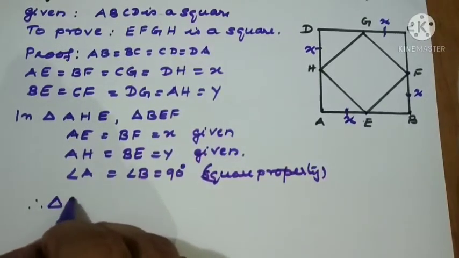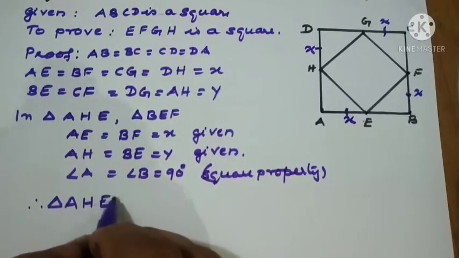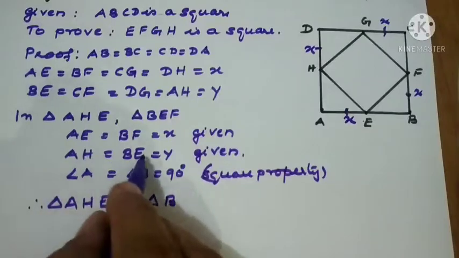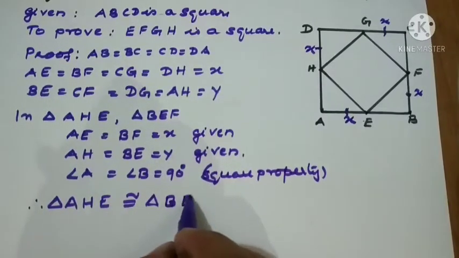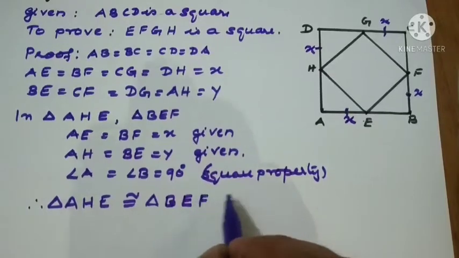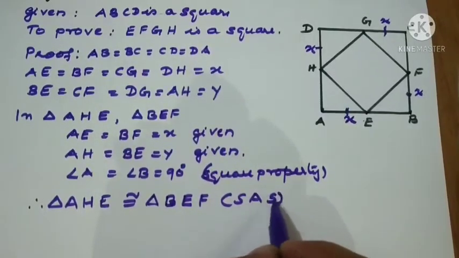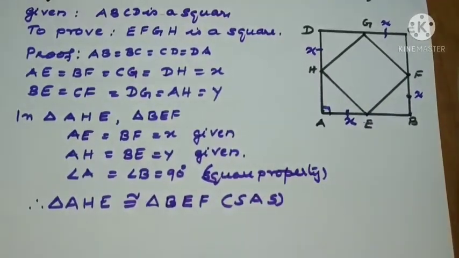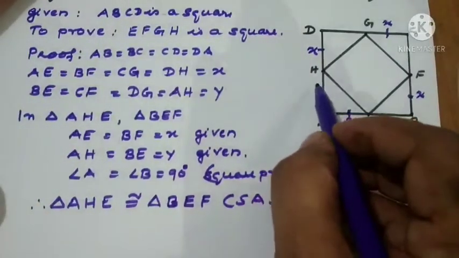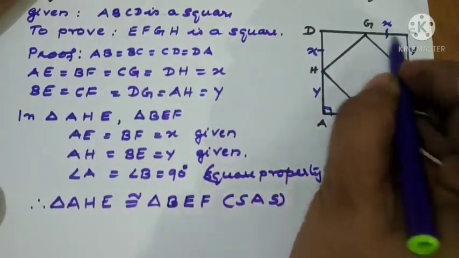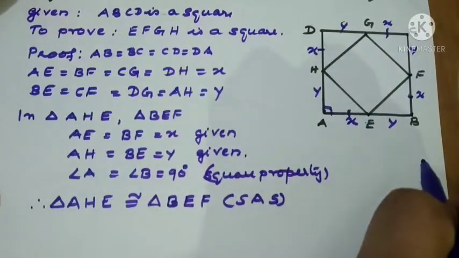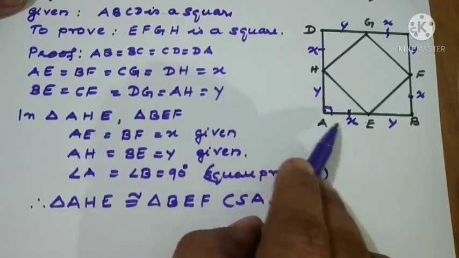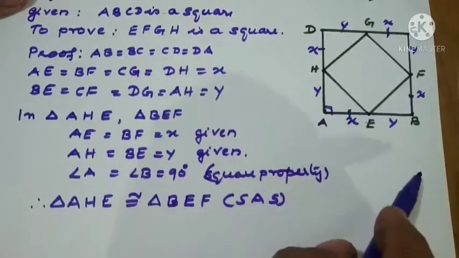Therefore triangle AHE is congruent to, for A it is B only, so for H it is E. So what is the remaining letter? F, because the first side, second side, and the included angle, right? So we got here x, here I had not marked y, we can mark here also y, y and y. So first two sides and the included angle we got. So here we got the SAS criteria, these two triangles are congruent.